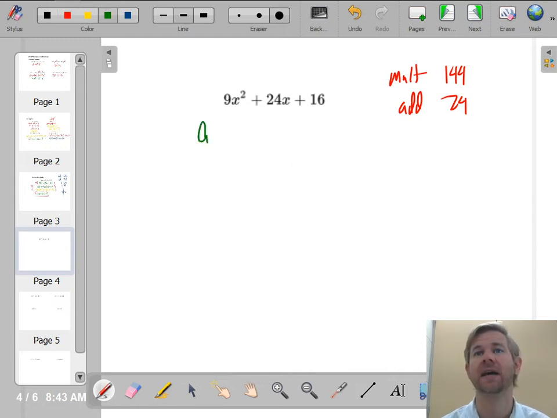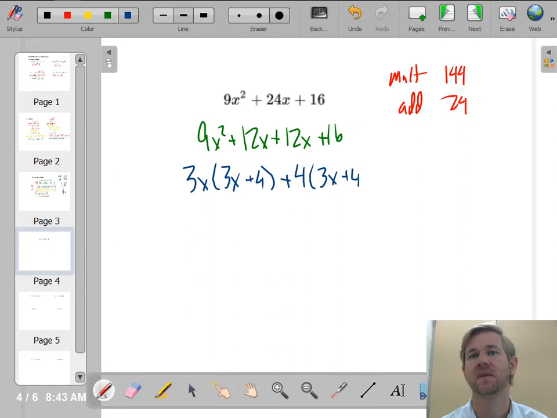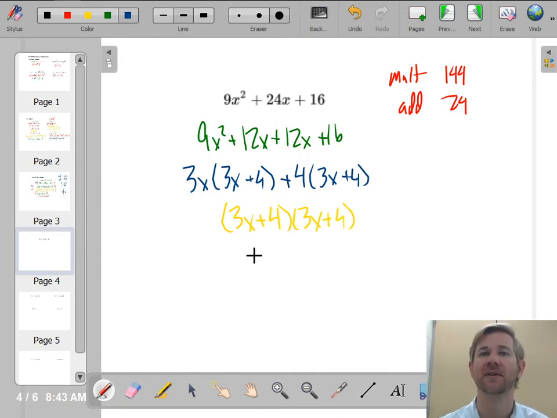This is going to be 9x squared plus. So the numbers that do this are 12 and 12. 12x plus 12x. Now I can factor by grouping. The GCF of the first two terms is 3x. The GCF of the second two terms is 4. And one of my factors is 3x plus 4. And the other factor is 3x plus 4. So this is actually a perfect square trinomial. So you can write your answer as 3x plus 4 quantity squared.